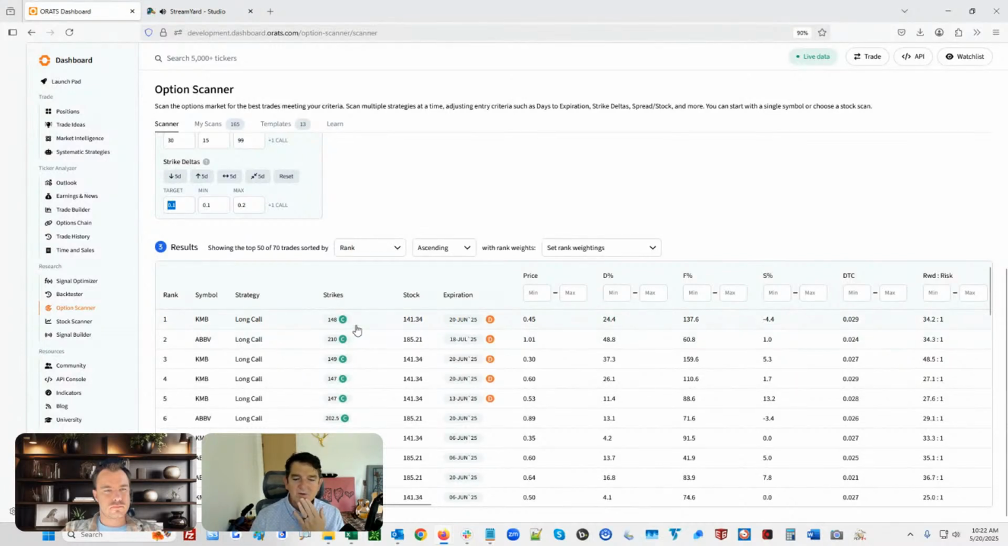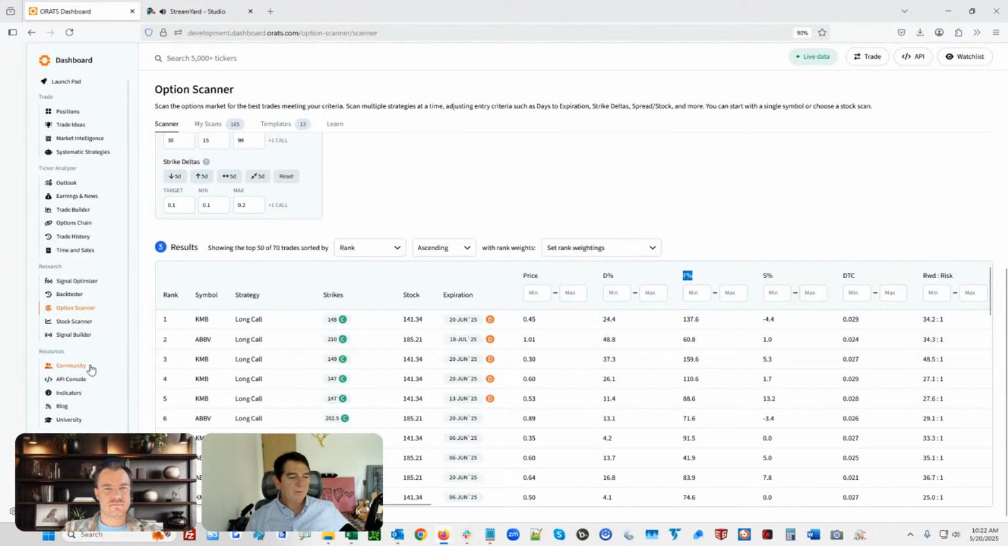KMB long call. So it's a 148, not too far away from that. So this has now a D percentage. So let's talk. This is a new theoretical. We know what the F percentage is. These are going to be awful high, right? We already know these are going to be high because this is what we've sorted on. So yeah, that's the stock scan. This is what the stock scan does.